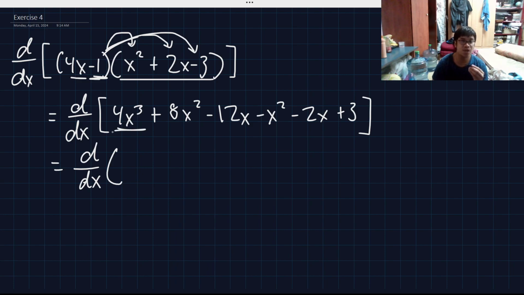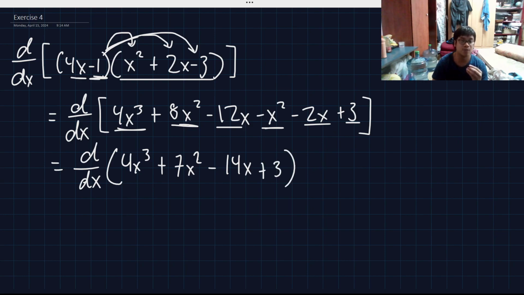Since 4x cubed is the only term that has x cubed, let's leave it be. Next, we have 8x squared and negative x squared. Both of them have x squared, so we can combine them. 8x squared minus x squared would be positive 7x squared. Then next, we have negative 12x and negative 2x. Both of them have x, so we can combine them. That will give us negative 14x. And since 3 is the only constant term, we're just going to leave it that way.